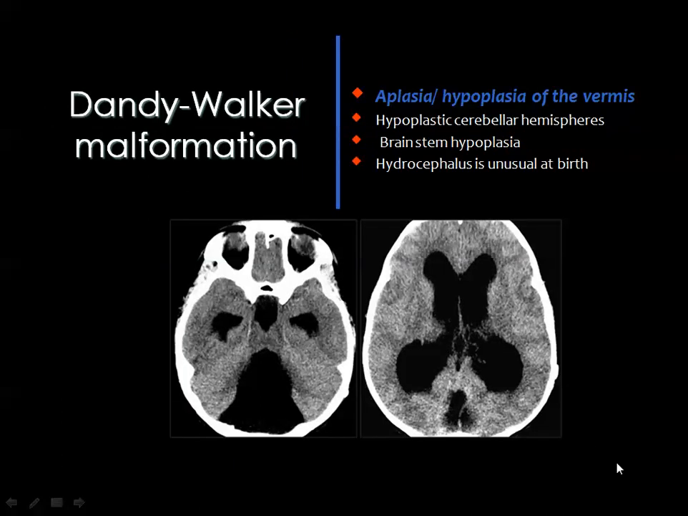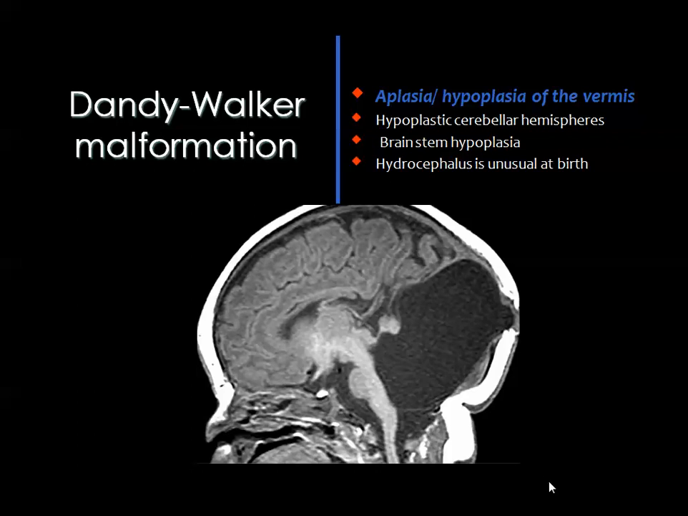Then, in order to diagnose Dandy-Walker malformation, there should be a cyst filled with CSF posterior to the cerebellum, and this cyst is directly communicating with the fourth ventricle via aplasia of the vermis, and the cerebellar hemispheres will be somewhat hypoplastic, and there may be, and this is not an essential feature, hydrocephalus in the supratentorial area.